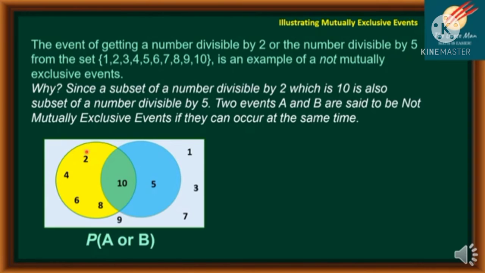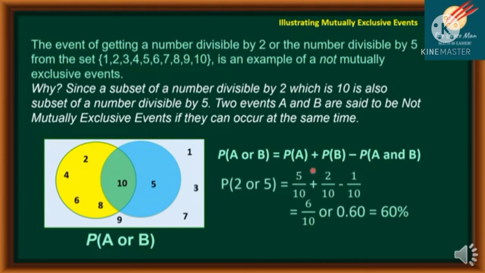Moving on, if you want to find the probability of A or B, that is the probability of A plus the probability of B minus the probability of A and B. Clearly, in symbols, the probability of multiples of 2: looking at our Venn diagram, there are 5 elements out of 10, so 5/10.